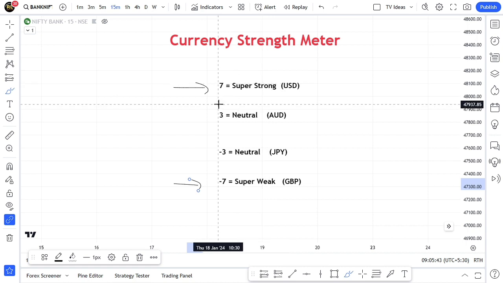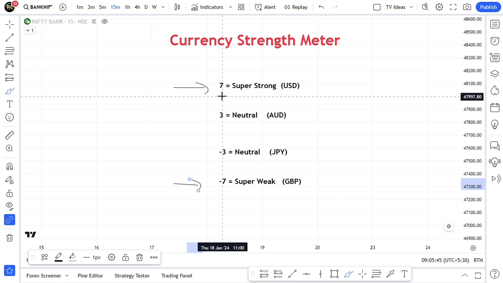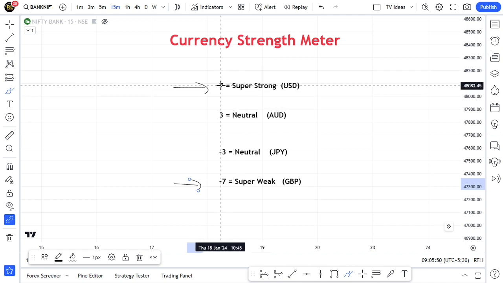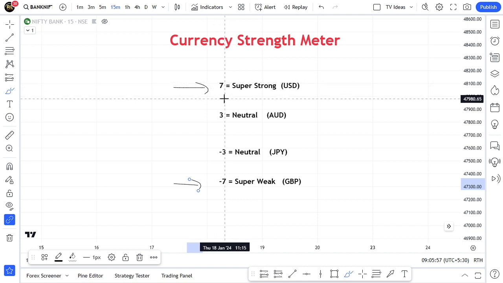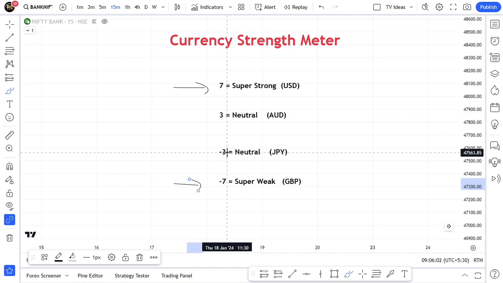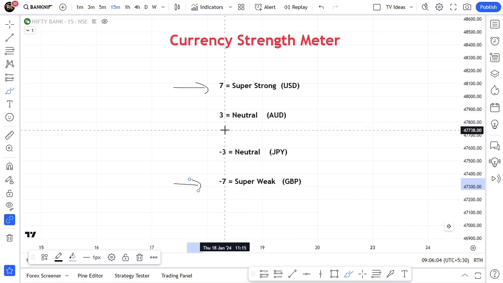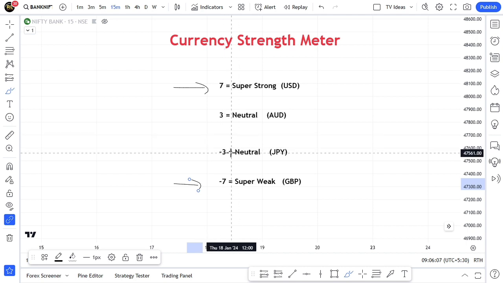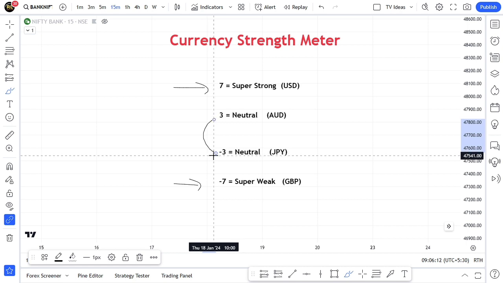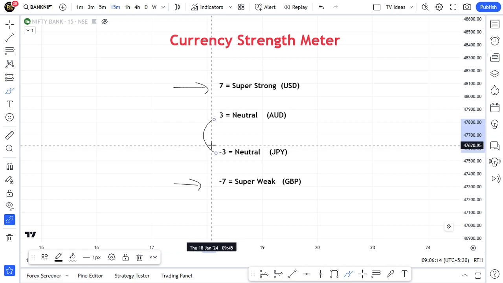Okay, and in between these there are other numbers also like 6, 5, 4. Those are also strong, but 7 is super strong. Anyways, 4 is also strong, 5 is strong, 6 is strong, 7 is basically super strong. And after that comes number 3, which is neutral, and from there we have 3, 2, 1, 0, -1, -2 and -3. So all of these numbers are considered as neutral pairs, which I mean to say that just a minute.